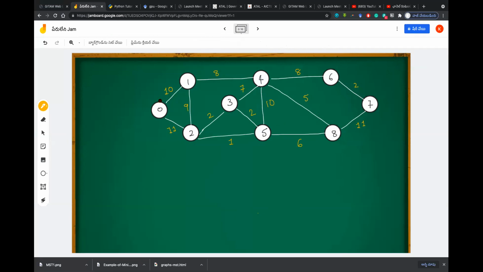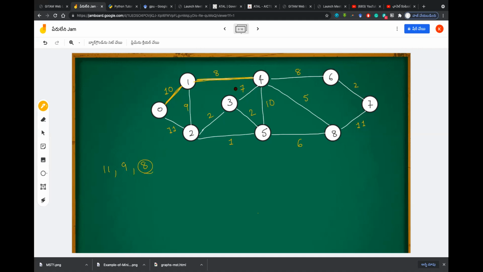Okay, let us see. When you are at the 0th node, compare 10 and 11. Which path do I need to go? 10, sir. So I will fill up with 10. Next, when I am at 1, I will compare the leftover 11, 9 and 8. These are the edges at my disposal. Which one is minimum? 8. So I will choose this path.